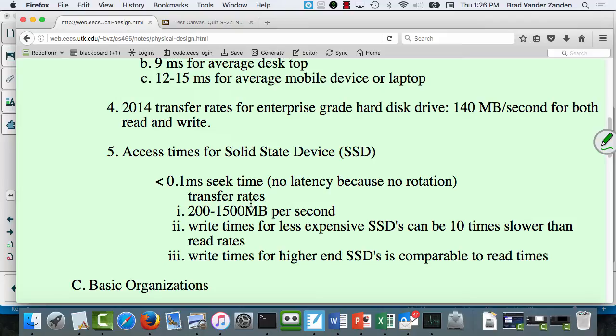Yes, Greg? You would want to update your solid state megabytes per second. Pardon?